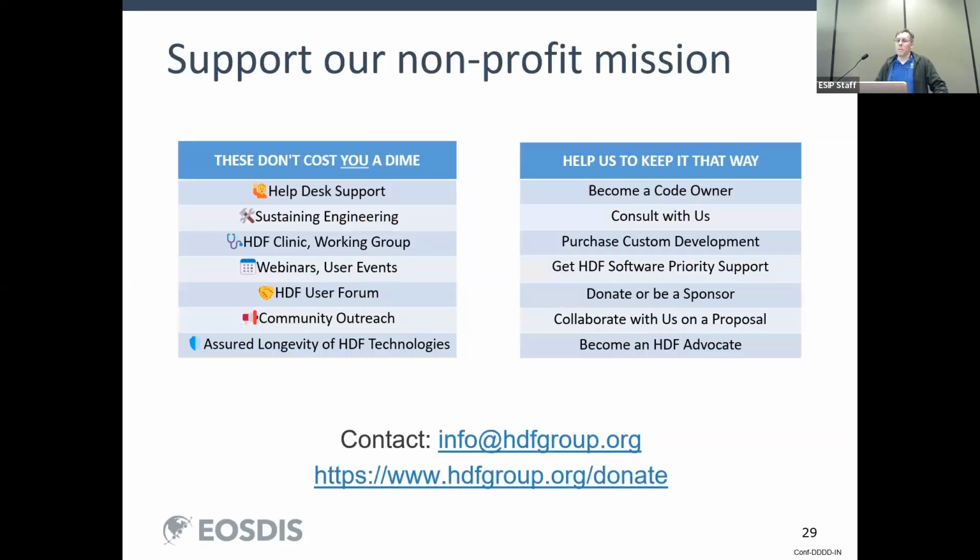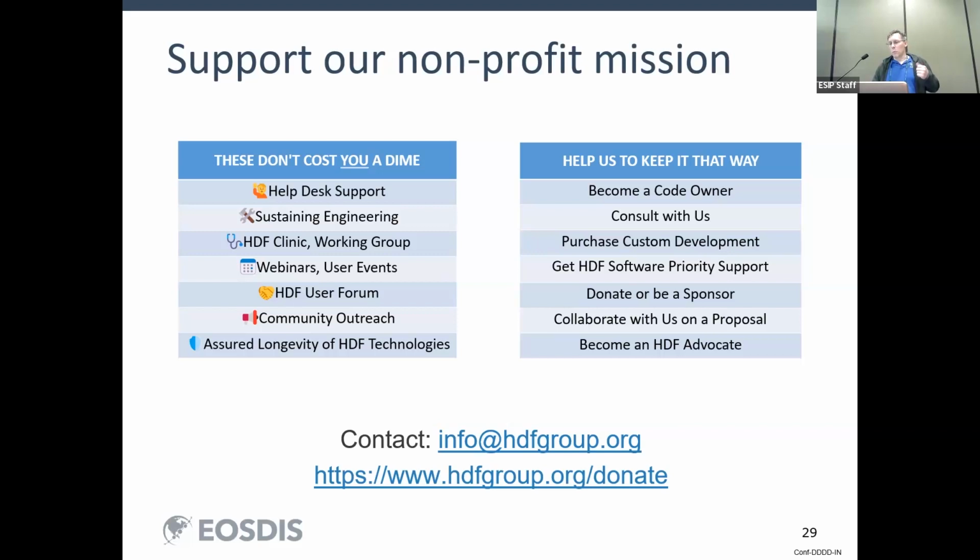So how can we help each other? What you get from us for free, for $0, is help desk support, and us working on sustaining the library, keeping things up to date, and making sure it still works with different compilers. You get the HDF clinic meetings, the working group meeting, webinars, and user events. We maintain the forums, we do community outreach, and we make sure your data are going to be accessible for the long term. But even though the software is free, it's not free. It costs money to keep the lights on at the HDF Group.